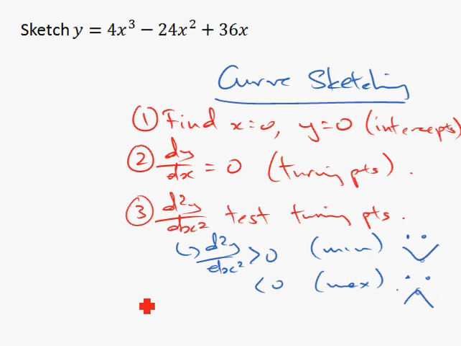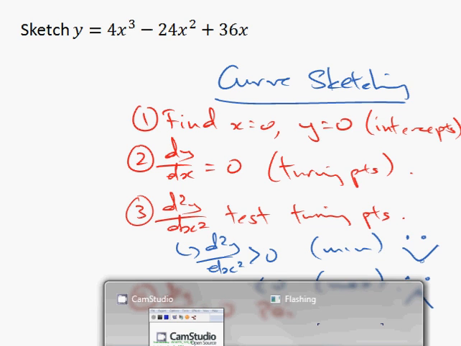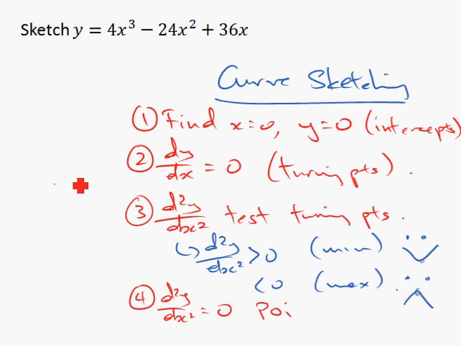Step number 4, find your point of inflection. Let your d2y/dx squared equal 0. This will tell you your point of inflection, or just short form call it POI. And then of course, you just have to sketch the graph, sketch everything out based on what you find here. Okay, so let me just go into that.